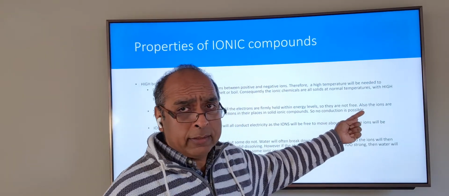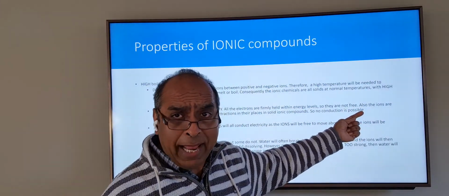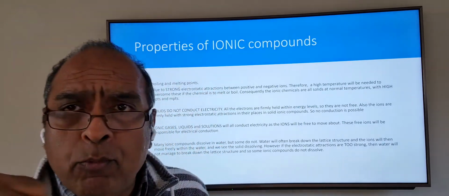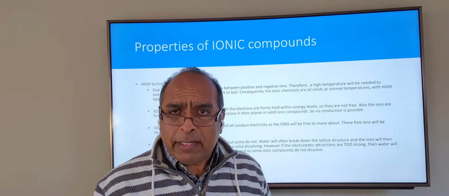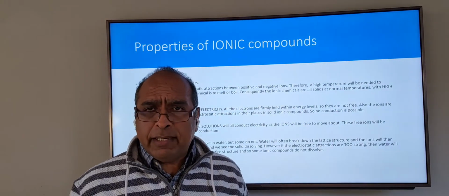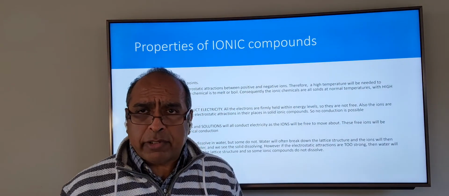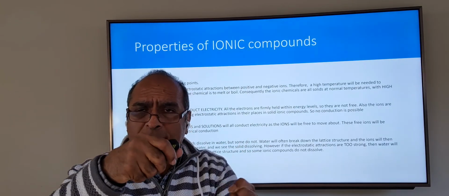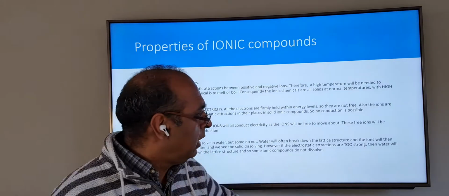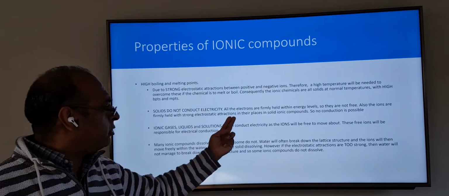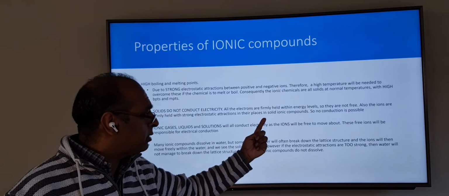In the solid, the ions are held in their place. The ions are vibrating. They're not moving about. Fundamentally, they're not moving about. This was the first lesson that I ever delivered on Year 9 chemistry. The particles of a solid stay in their place and they vibrate. They do not move about. So the ions are firmly held with strong electrostatic attractions in their places.